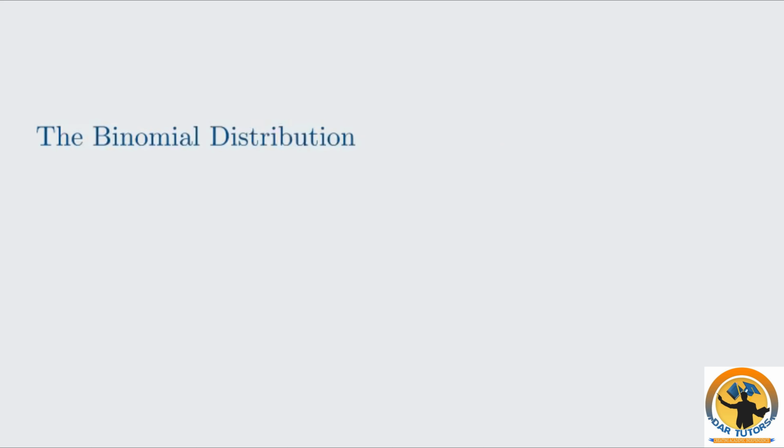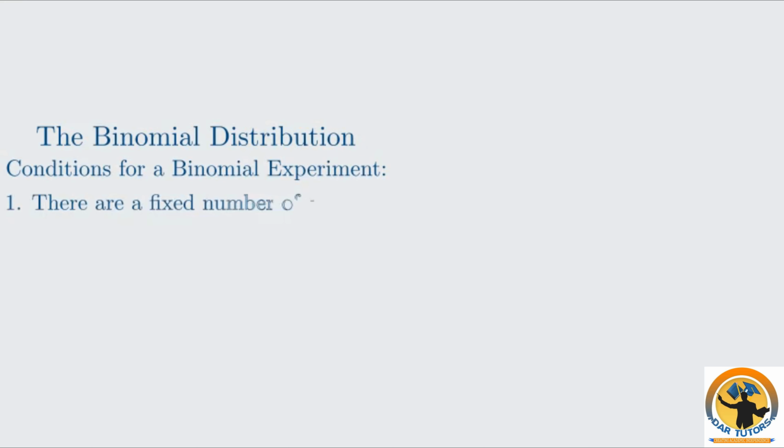Our first topic is the binomial distribution. To understand it, we must first understand what a binomial experiment is. A binomial experiment is a statistical test where there are only two possible outcomes for each trial. It must satisfy four key conditions. First, there must be a fixed number of trials, denoted by n. You decide how many times you're going to repeat the process beforehand.